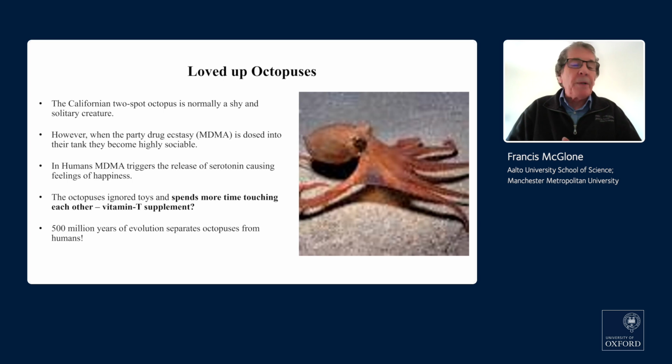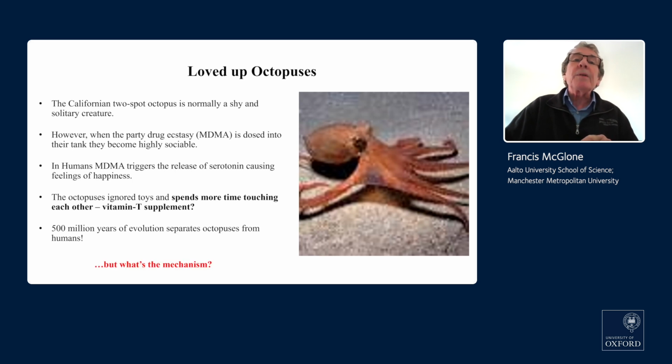This is an experiment done by some Californian biologists. I suppose maybe they were trying to hide their MDMA, so they threw it in the tank with the octopus. The octopus is normally quite a solitary animal. So rather than playing with its toys, the ecstasy, the MDMA, in this tank changed these octopuses into spending more time touching each other. 500 million years of evolution separates the octopus from the human. But here we see affective touch regulating behavior in an octopus.